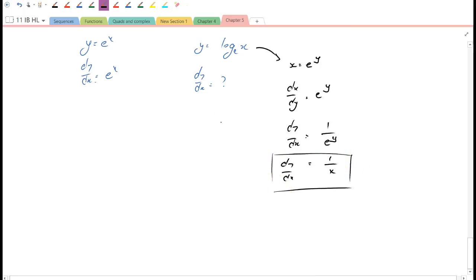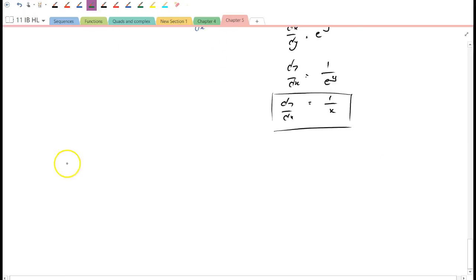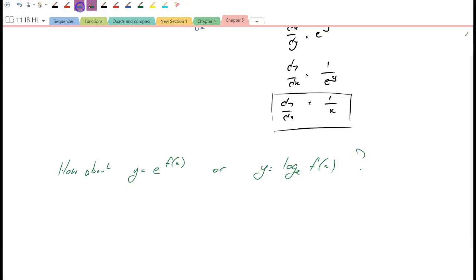So this is important. For the natural log of x, the derivative is 1 over x. For y equals e to the x, it's unchanged. Okay, so how does this then translate to when I have functions of x? Let's say I have y equals e to a function of x, or y equals log base e of a function of x. How about that situation? Well, we can use the chain rule.